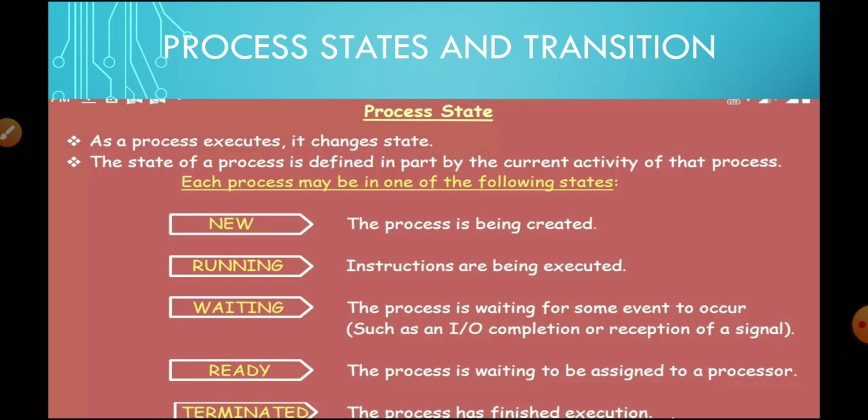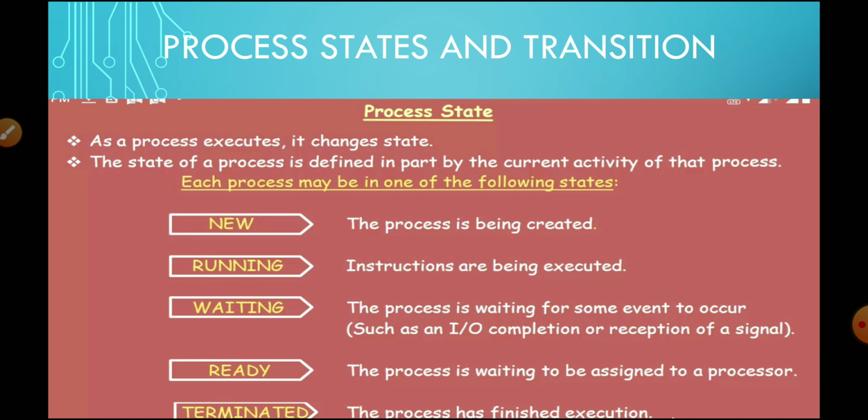When a process is executing, it can change from one state to another, and the state of a process is defined by the current activity of that process, which means what the process is currently doing. Now let us see what states a process can be in. Each process can be in one of the following states.